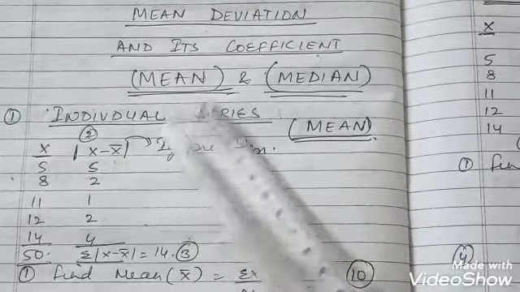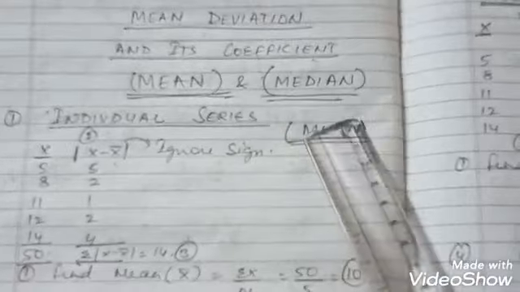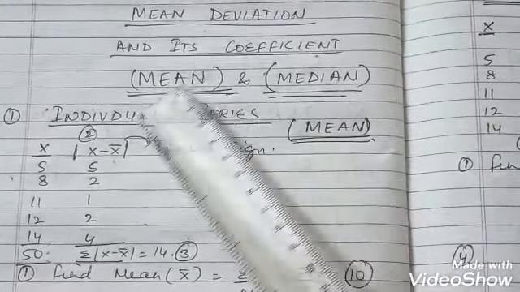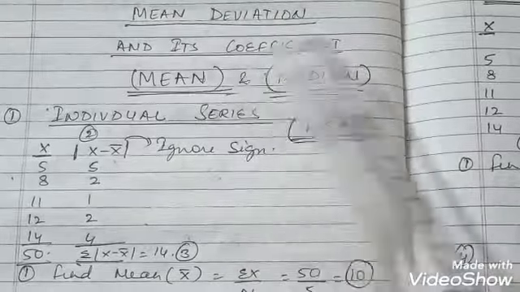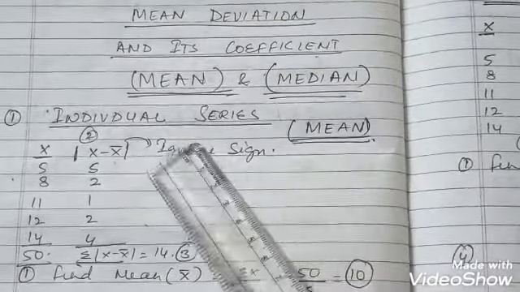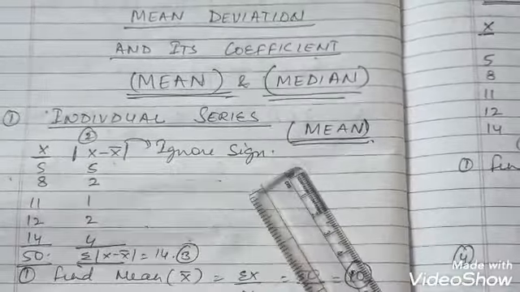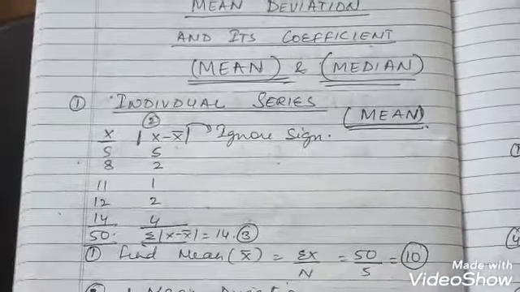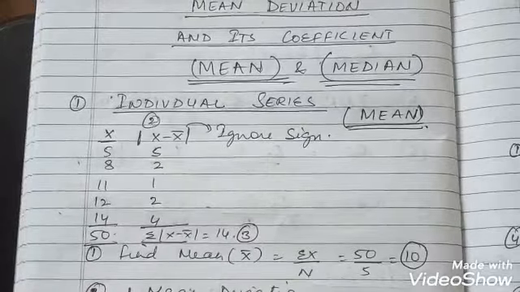Now the coefficient will be calculated either from mean or median. You can also do it from mode, but that's not a part of our syllabus. So we are going to study how to estimate mean deviation and its coefficient only from mean and median. Like earlier, we're going to have three series: the individual, discrete and the continuous series.